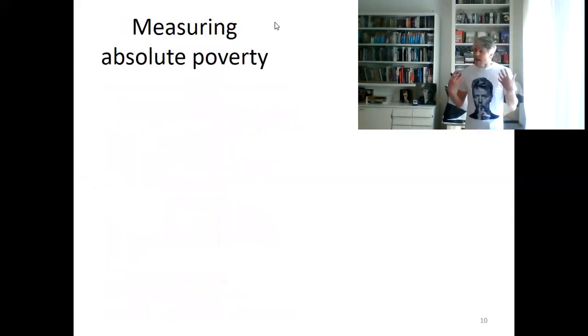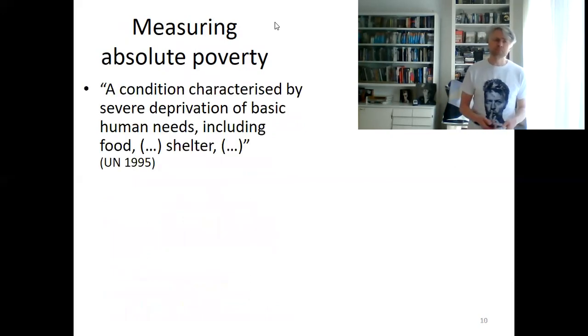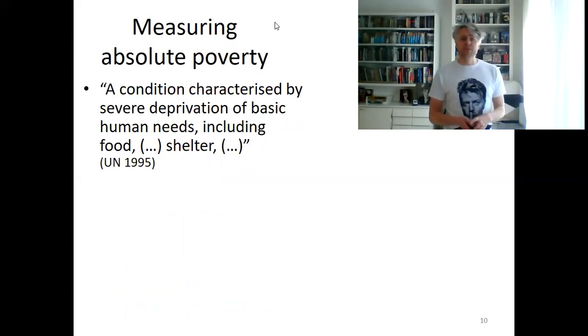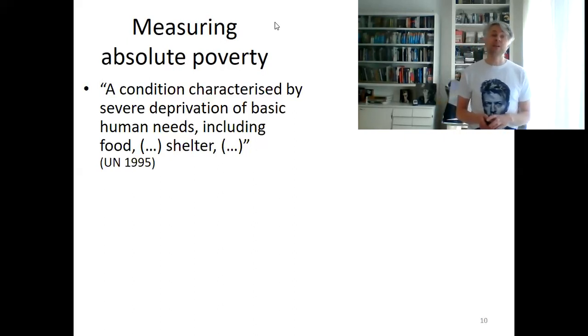Let's move on. A few moments ago, I was talking about poverty, about absolute poverty. Later on, I'm going to give you some statistics. So it's an interesting question: can we measure poverty? Can we measure absolute poverty? Let's remind ourselves of the definition we had a few moments ago. We said poverty was a condition characterized by severe deprivation of basic human needs, including food, shelter, and so on. I think I actually listed 7 in the original.